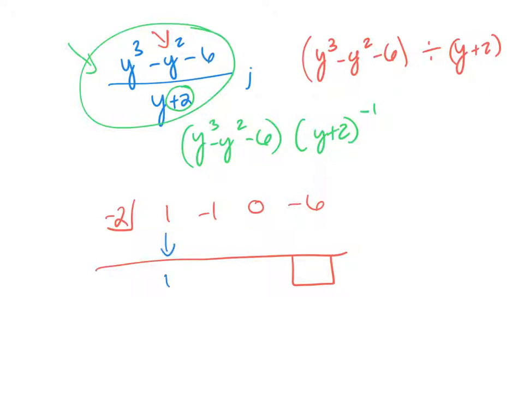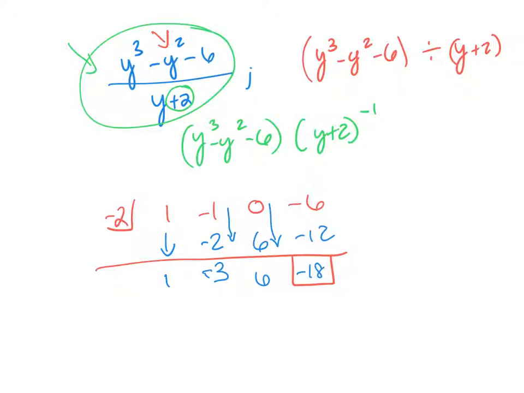Move this guy down. Multiply the box by that guy. Put it up here, so negative 2. Add these together. Negative 3. Negative 2 times negative 3 is 6. Add these together. 6. Negative 2 times 6 is negative 12. And our remainder is negative 18.